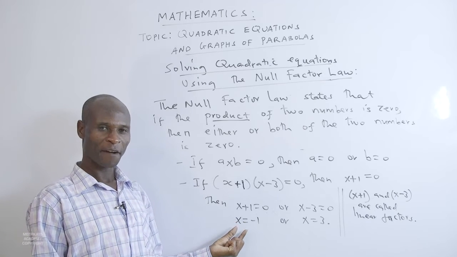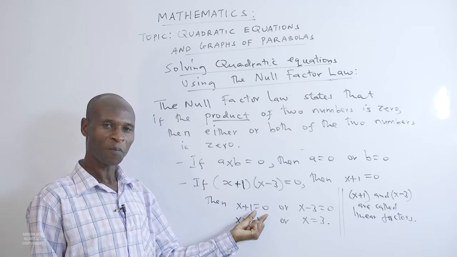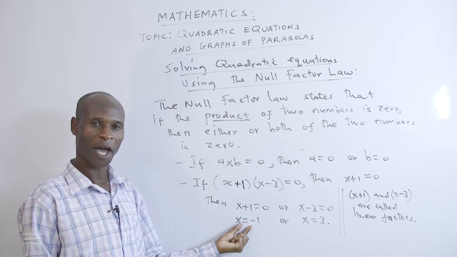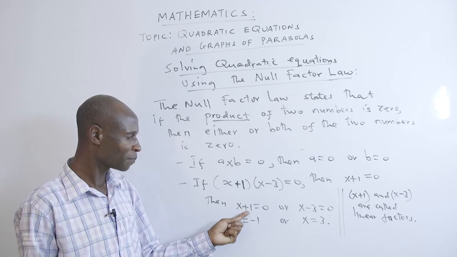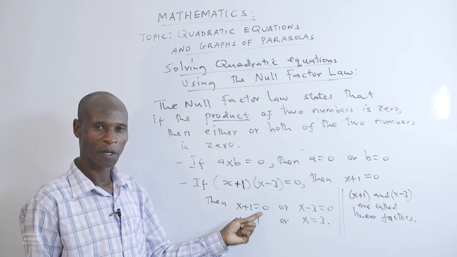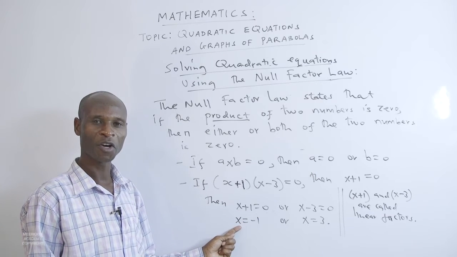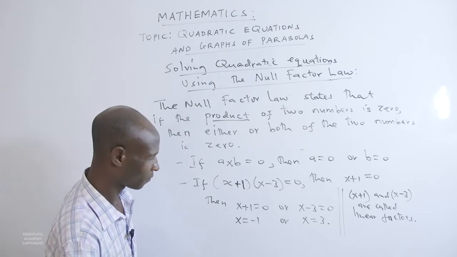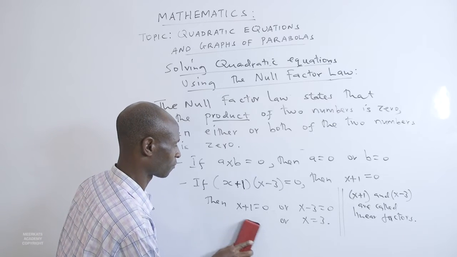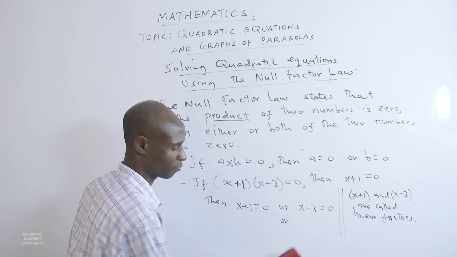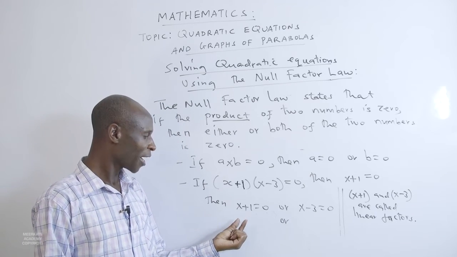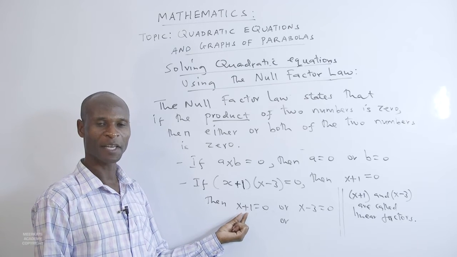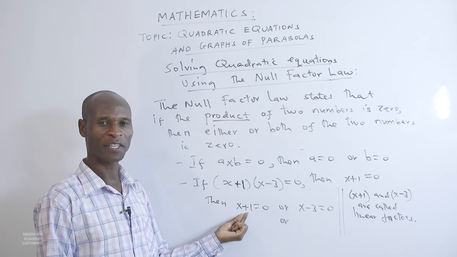Taking the first linear factor x plus 1 is equal to 0, we can be able to solve it and find the value of x. So in this case, x plus 1 is equal to 0. Class, what is the value of x? So if x plus 1 is equal to 0, we can find the value of x by subtracting 1 from both sides.